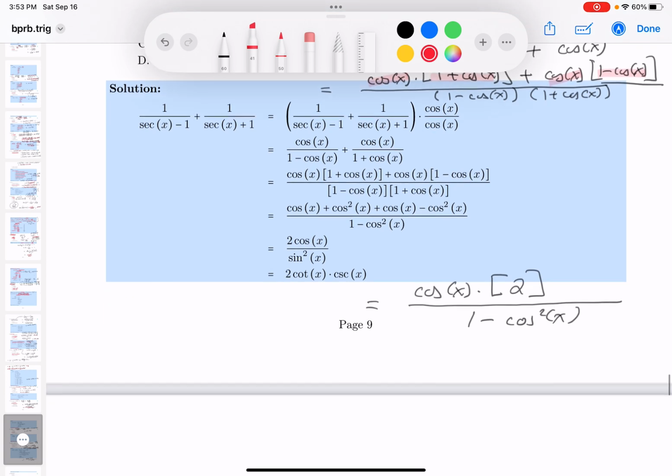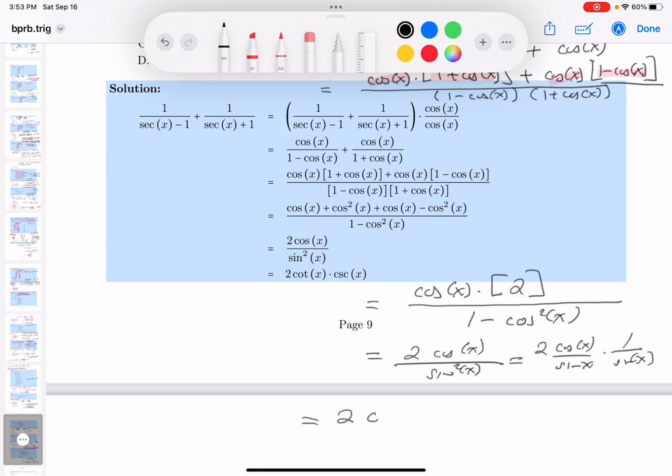So what I'm going to do is rewrite the bottom a little bit differently. Let me put that down for you. So what are you going to say? Equals, I'm going to put down 2 cosine x, and the bottom is sine squared. What does that give you? Well, it's going to be 2 cosine x over sine x times 1 over sine x. What does that give you? 2 cotangent x times cosecant x.